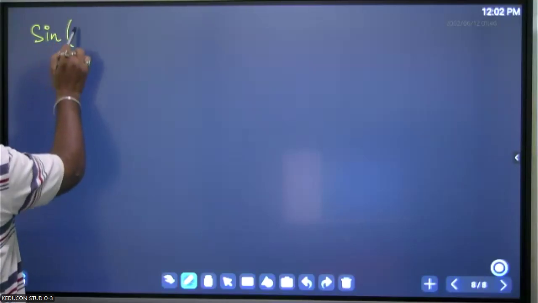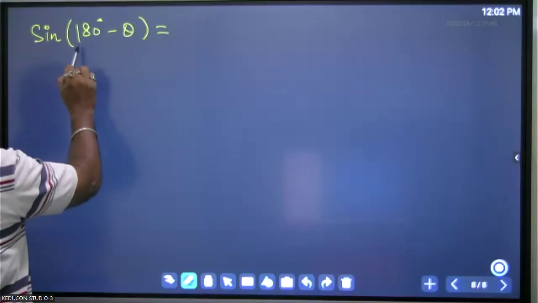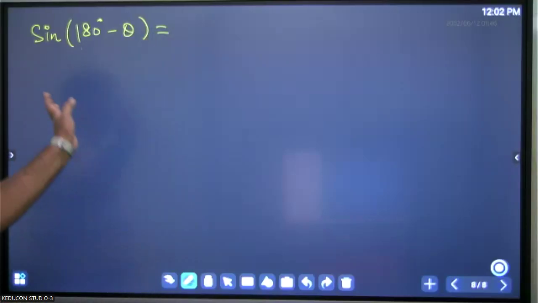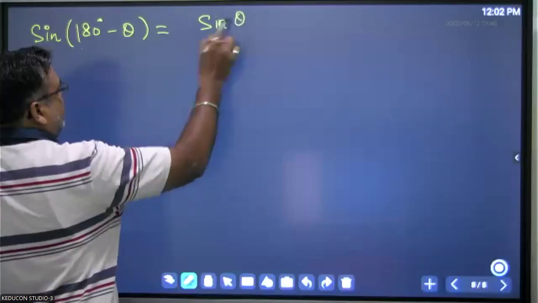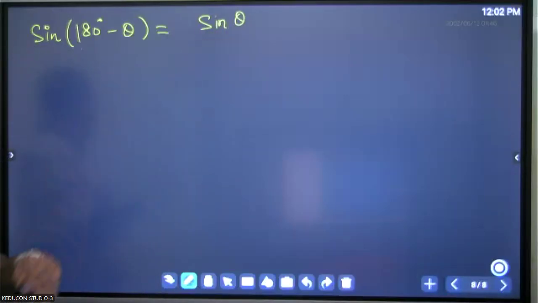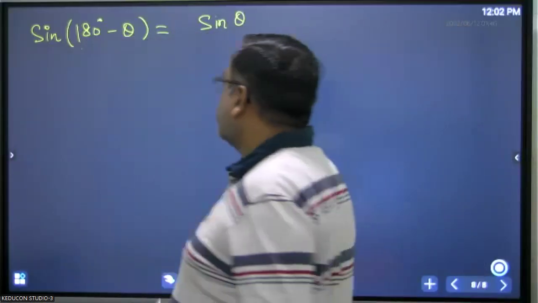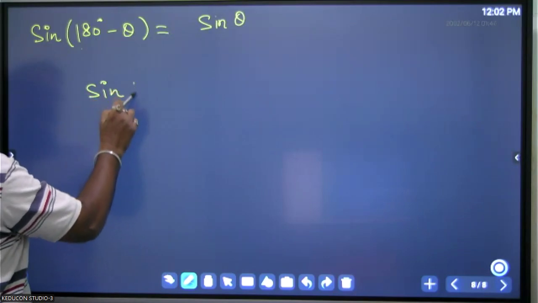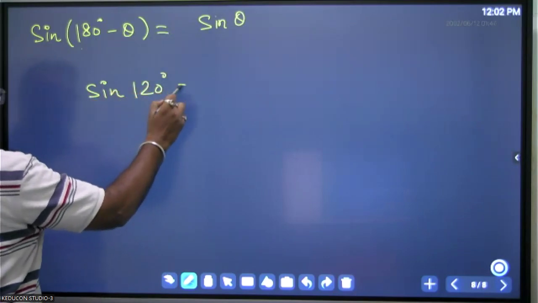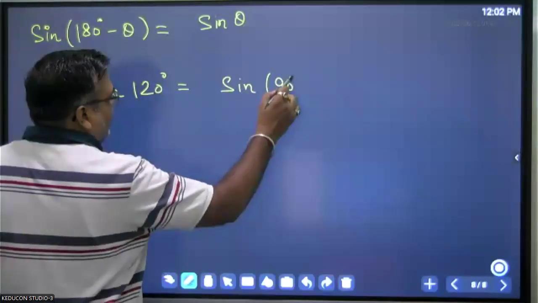Suppose it is sine of 180 minus theta. What it will be? 180 is there, so trigonometric ratio will not change. It will remain sine, and it is second quadrant, so it will be positive. I'll take one example for this. Suppose we have to find the value of, let's say, sine 120 degree. Can sine 120 be written as 90 plus 30?